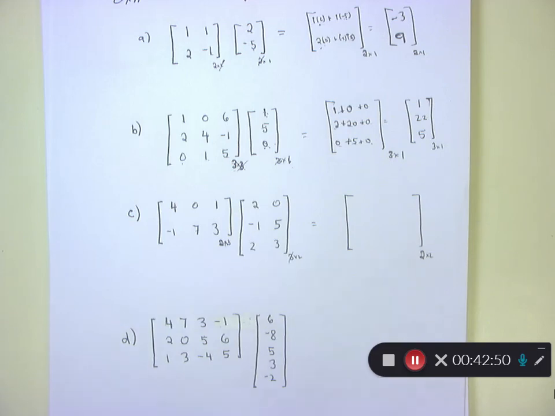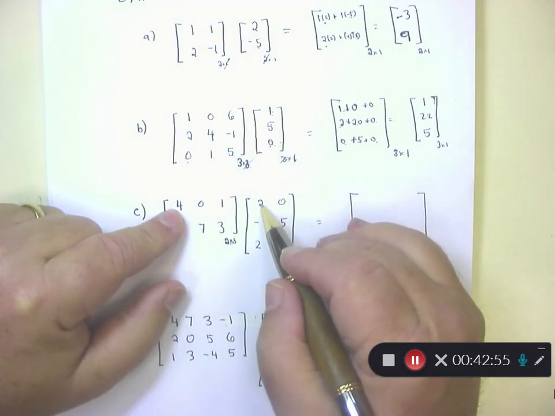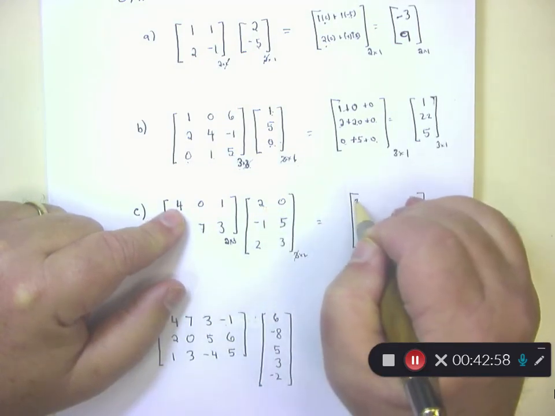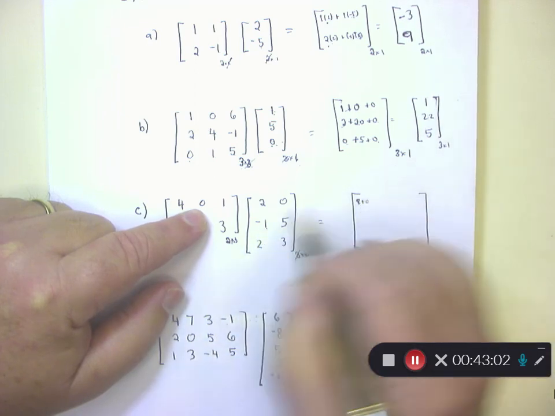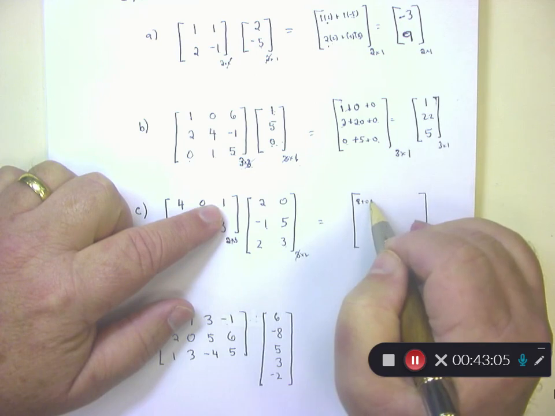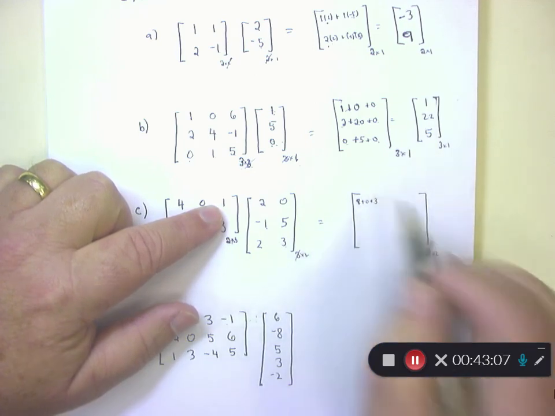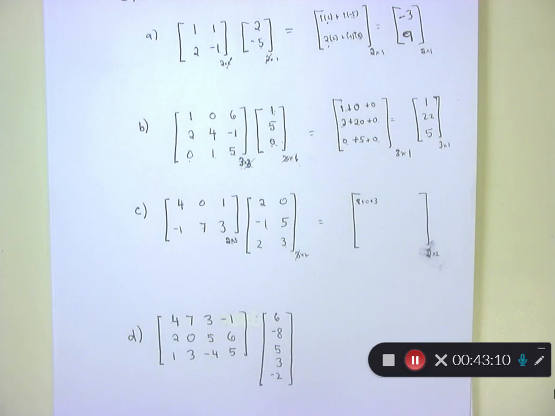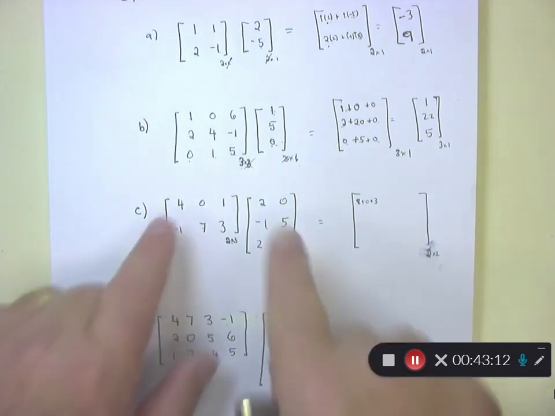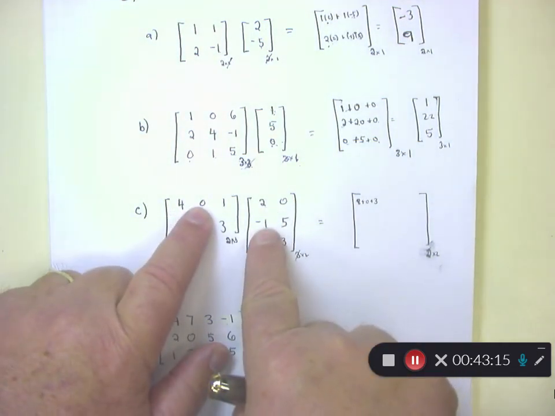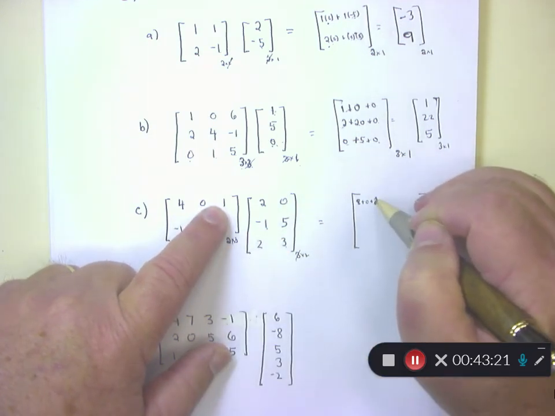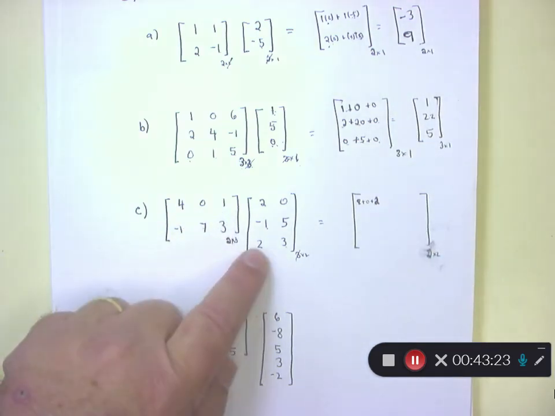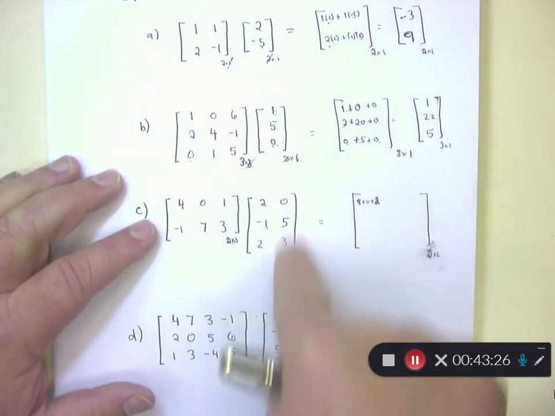Row by column. First row, always start at the top row. First row, first column on your second matrix. What is 4 times 2? 8. What's 0 times -1? 0. What's 1 times 3? 3. And that'll be the first row, first column position. I'll get that number in just a second. Row by column. 4 times 2 plus 0 times -1, 0 plus 1 times 2. 1 times 2. That would be a 2. Thank you. All right?